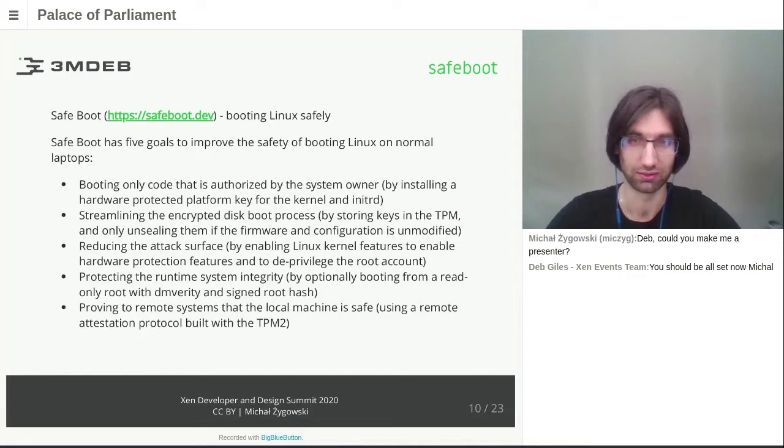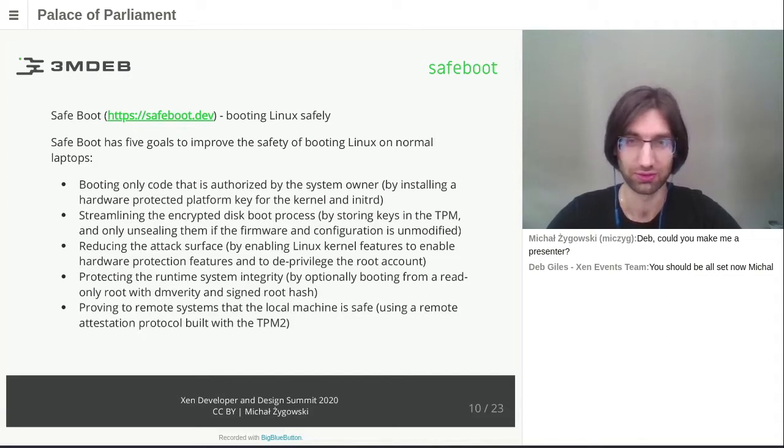The root file system is encrypted to ensure more security, and its key is stored in the TPM, and it is only unsealed when the firmware and its configuration is unmodified. So we rely on PCRs to seal and unseal the key.